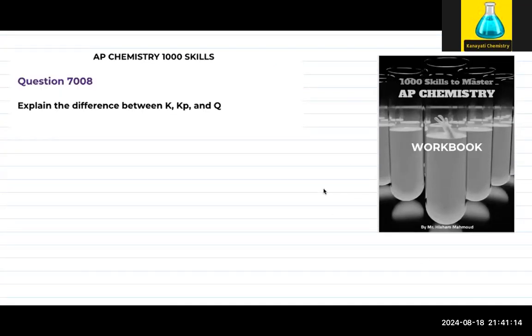Really an important question, because it explains the difference between K, Kp, and Q. The K, the Kp, and the Q are all determined by the law of mass action. For K, the concentration units are moles per liter, and for Kp, the units are atmospheric pressure. So K, sometimes known as Kc in some books, and Kp for the pressure are equilibrium constants, and they are determined by the law of mass action.